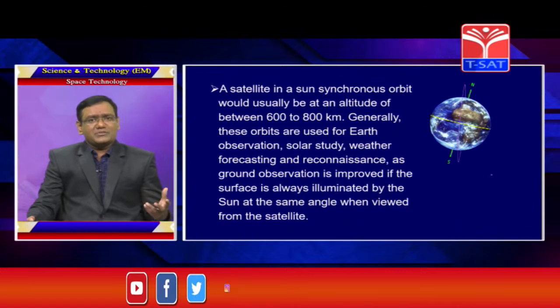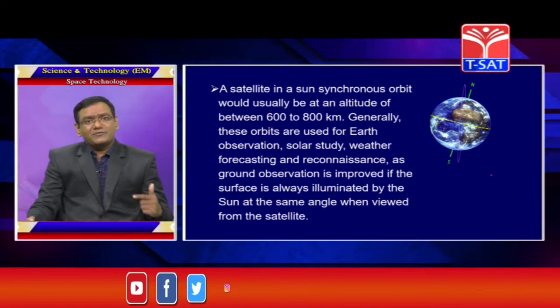So if we want to observe a place on the earth, we need to have sunlight. Since it is coming at the regular time, we will ensure that the place that we are going to observe is sufficiently lit by the sun. So that's the reason why we will be using sun synchronous, polar orbits if we want to observe the earth.